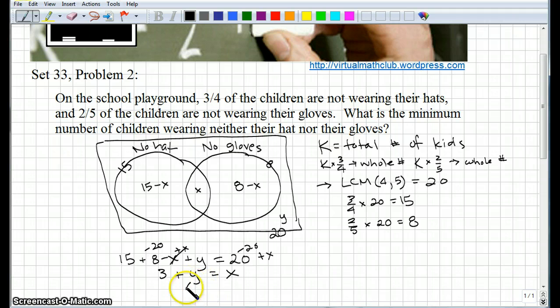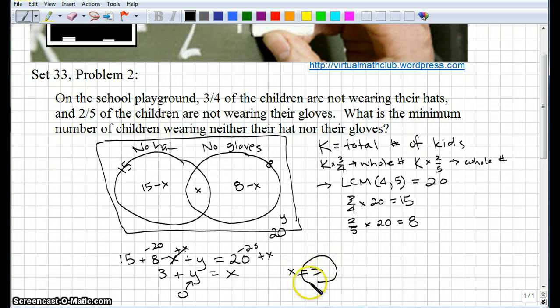So in order to get the minimum, Y would have to be 0, okay? Because if we have one kid that's wearing both their hat and their gloves, then we have to have one more kid that's wearing neither in order for this all to work out. Okay, does that make sense? So if Y is 0, then X has to be 3. Alright, and X represents the number of kids that are wearing neither their hat nor their gloves. Alright? So that's our answer.